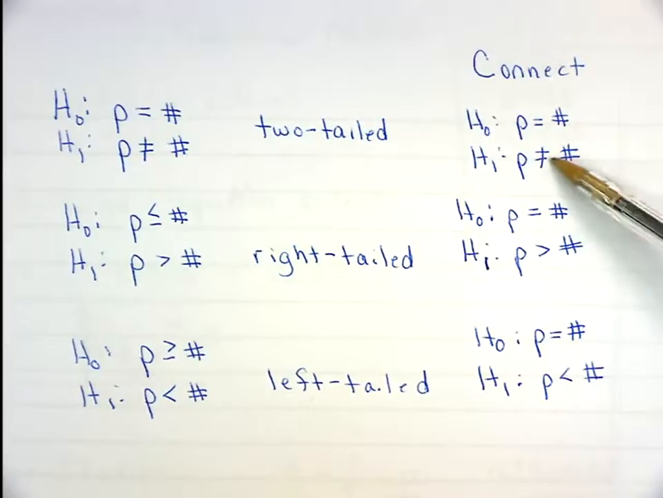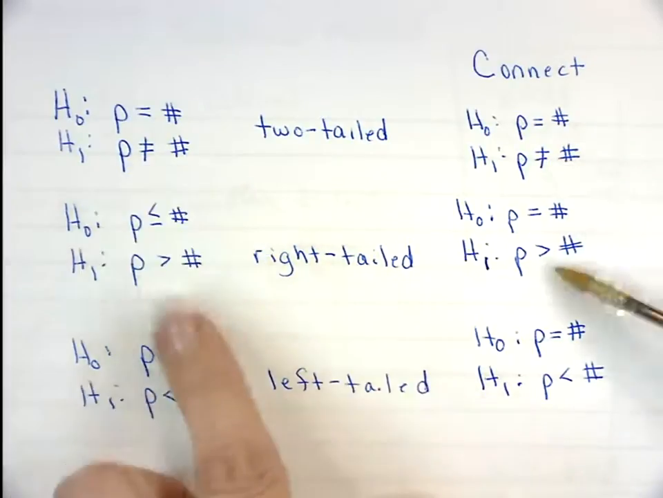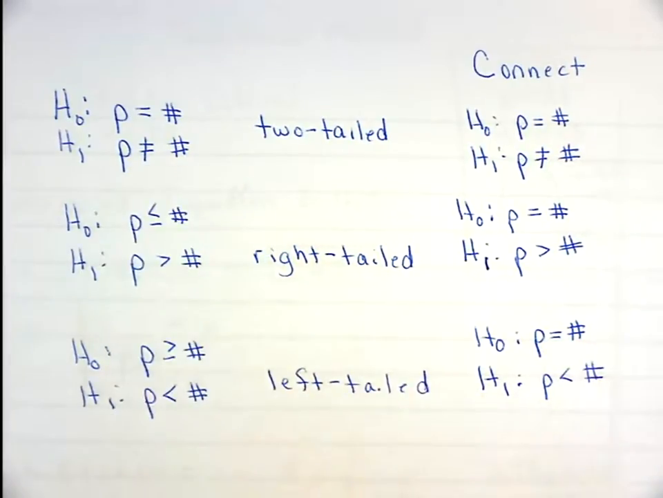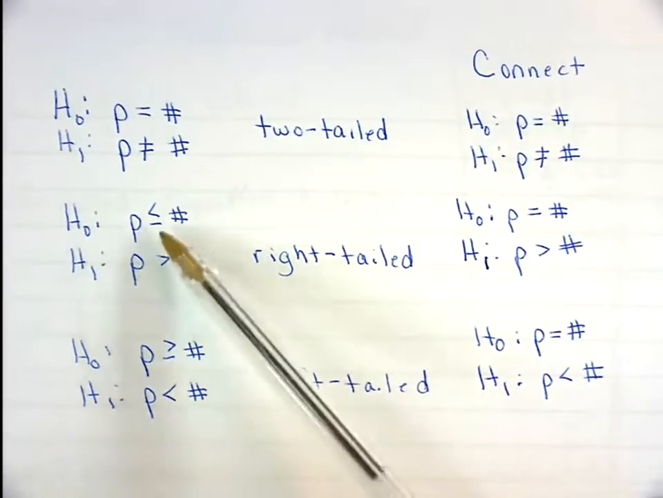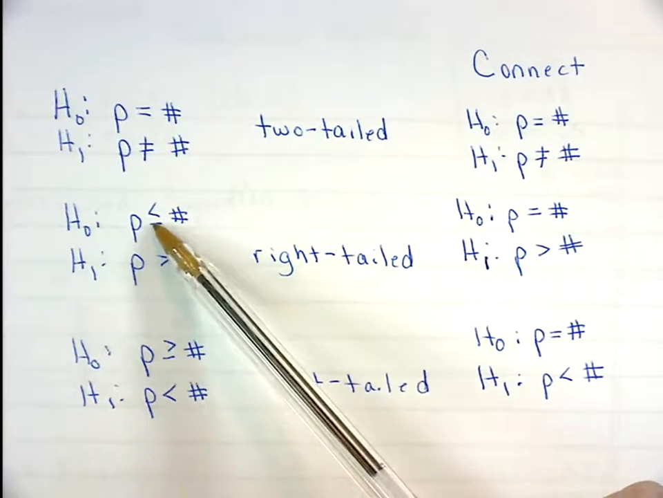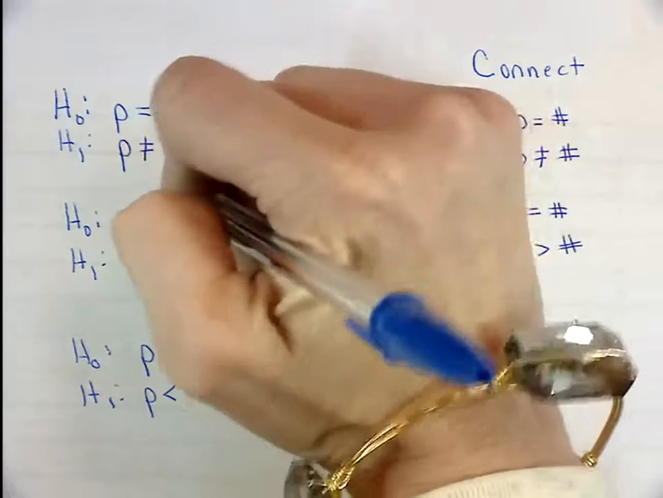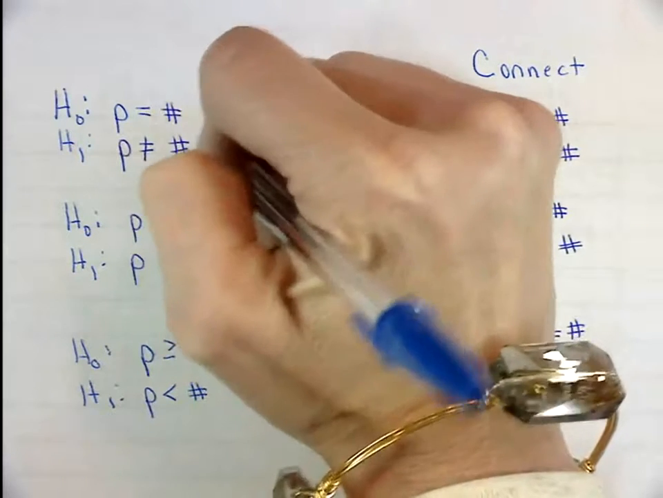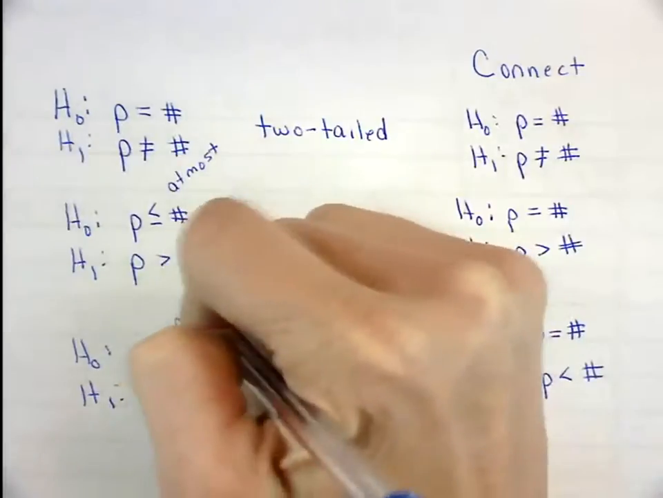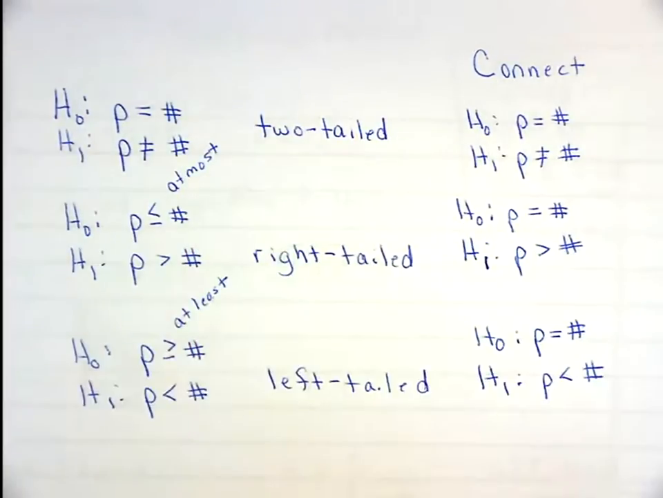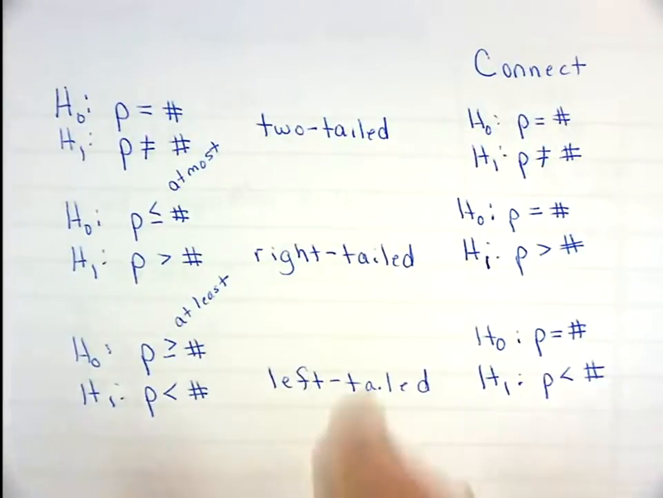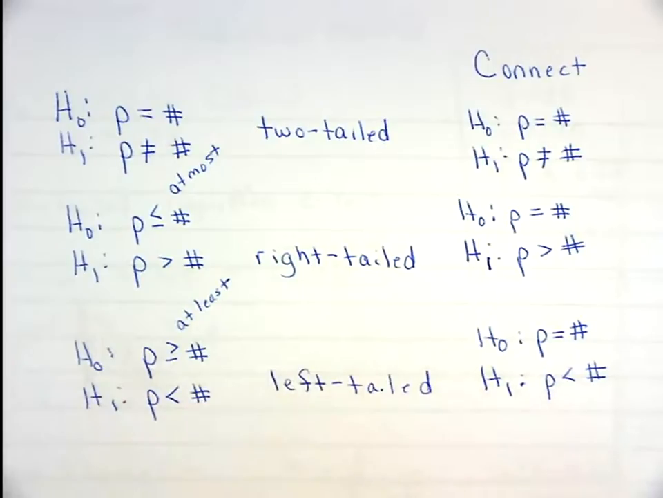The alternative is the same as the old, not equal to, greater than, and less than. But these word problems still use phrases like at most, which means less than or equal to, and at least, which means greater than or equal to. So I feel these options are still better in the old edition of the textbook.